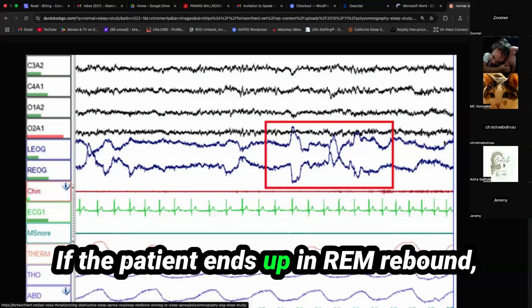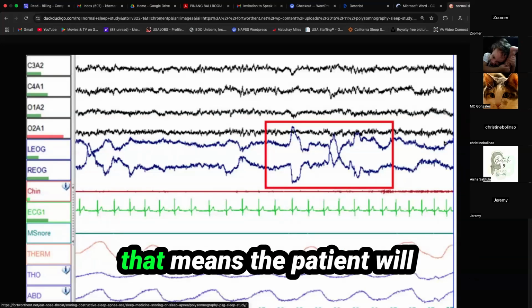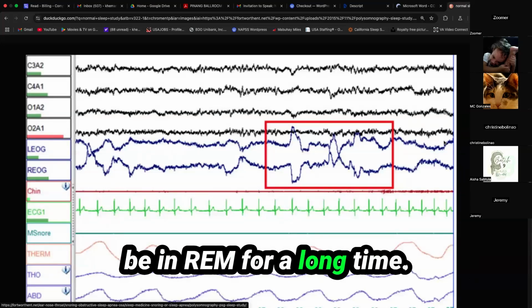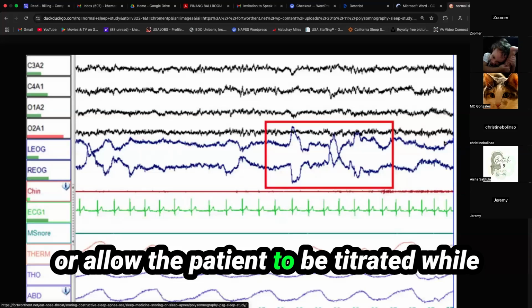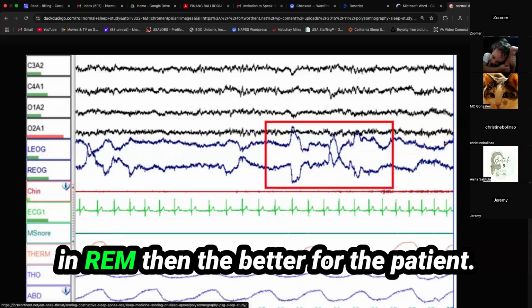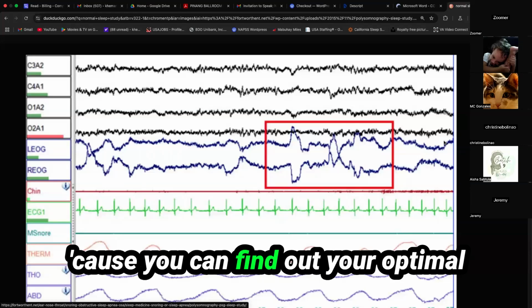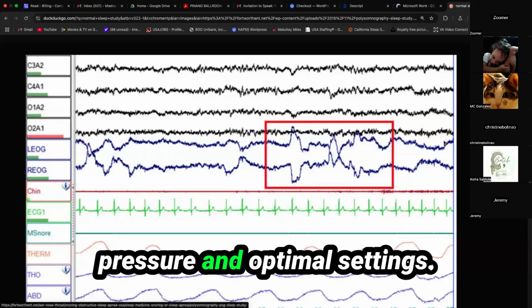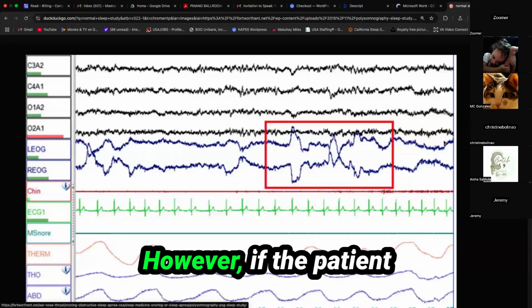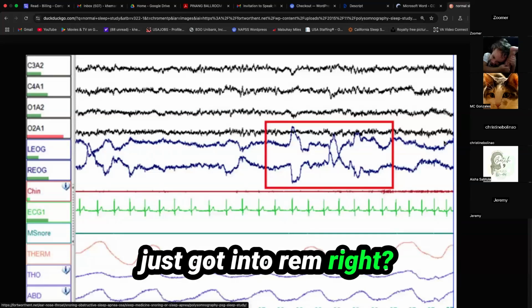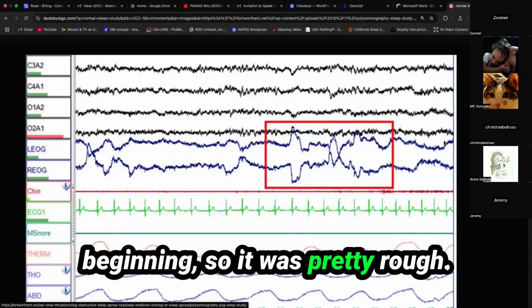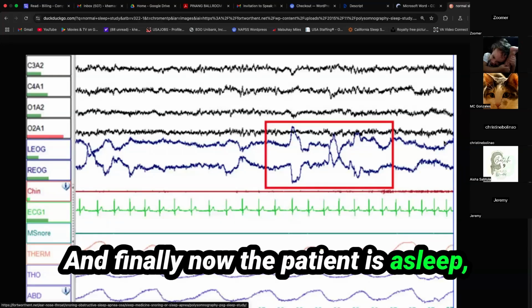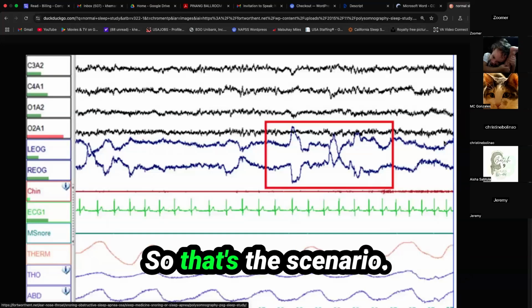If the patient ends up in REM rebound, that means the patient will be in REM for a long time. So the earlier you fix the desaturation, or allow the patient to be titrated while in REM, the better for the patient, because you can find out your optimal pressure and optimal settings. However, if the patient just got into REM, and maybe this patient had difficulty falling asleep in the beginning, so it was pretty rough, and finally now the patient is asleep, then you're going to go in there to fix things. So that's the scenario.